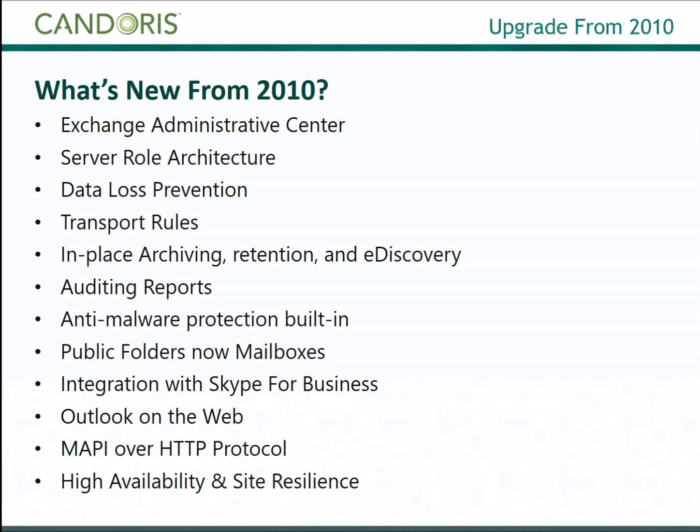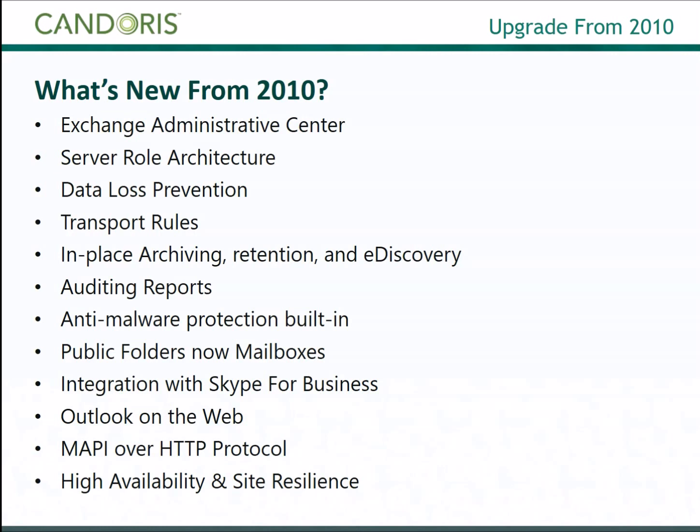With Exchange 2016, we see a reduction in the number of server roles down to 2, the mailbox and the edge transport roles. The mailbox server role includes all functionality otherwise provided in earlier versions of Exchange Client Access, Unified Messaging, and Hub Transport roles. The edge transport role is meant to be deployed in a perimeter network and can offer additional benefits in regards to message hygiene in the transport process.